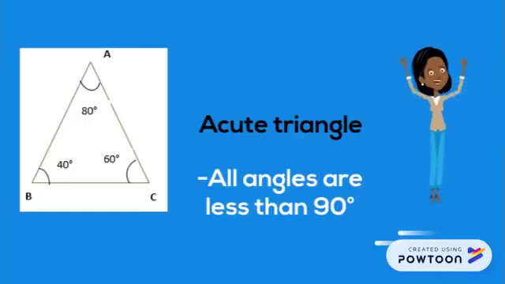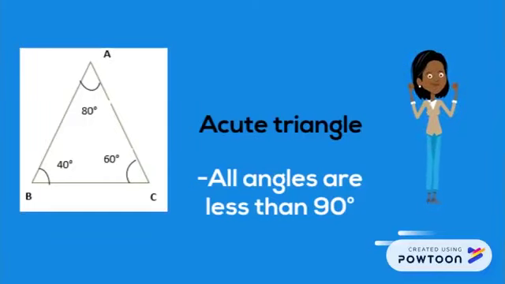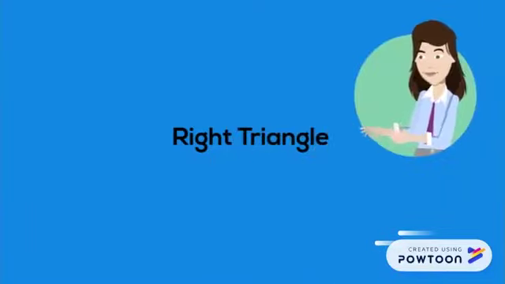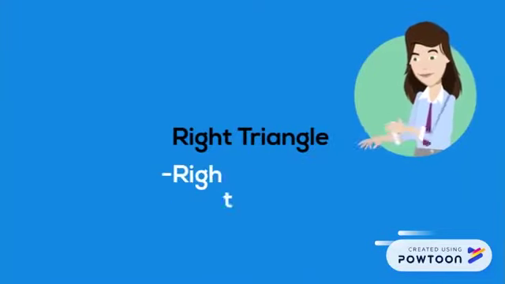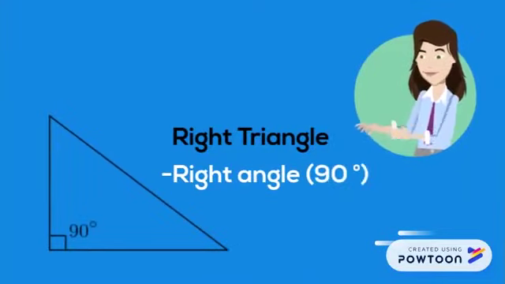Can you guess what these 3 different kinds of triangles are called? The one made from an acute angle is called an acute triangle. The one made from a right angle is called a right triangle. And the one made from an obtuse angle is called an obtuse triangle.